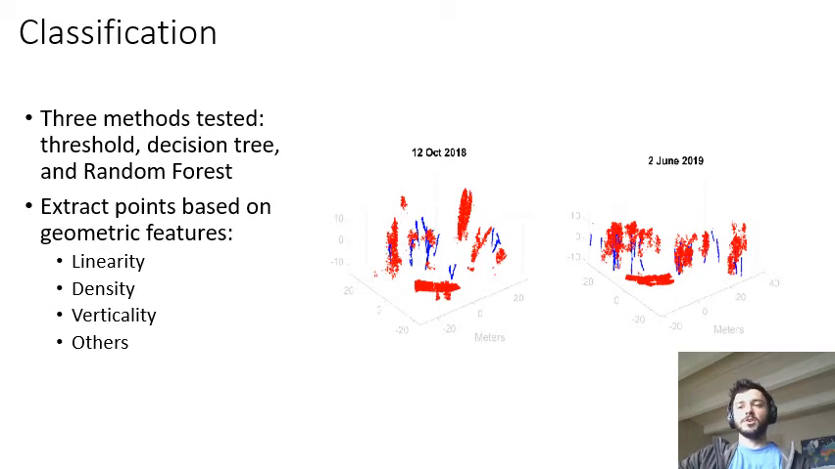First one was a threshold of a single geometric feature. The second method was a decision tree with 4 different geometric features being incorporated. And the third was a machine learning algorithm called random forest, which incorporated over 50 different geometric features. And so these geometric features that we're looking at here look like things like linearity, how linear is the point cloud in a certain range, and how vertical is it, and how dense is it, etc.